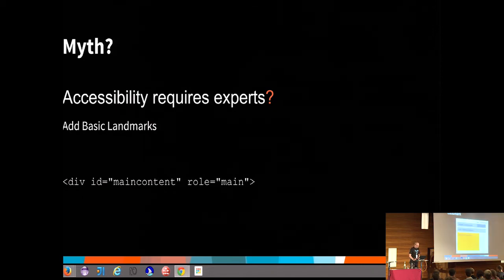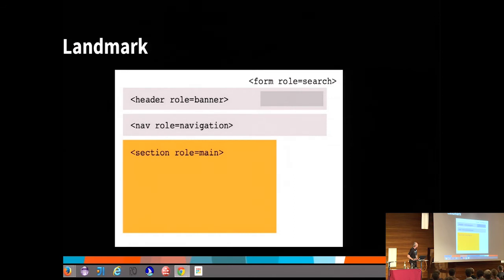So, for example, you have a header, a search bar, a navigation, and the main area of your application. You define that, and the advantage is that the user can directly jump to this place very easily without going through the whole content before arriving at the place he needs to be.